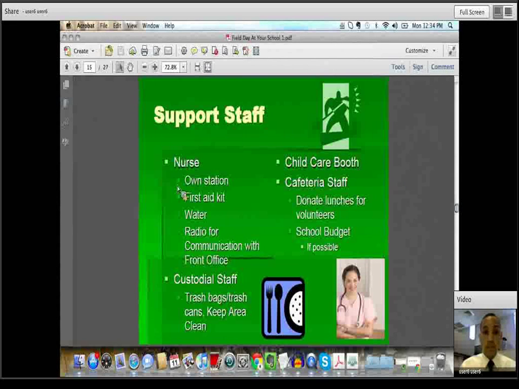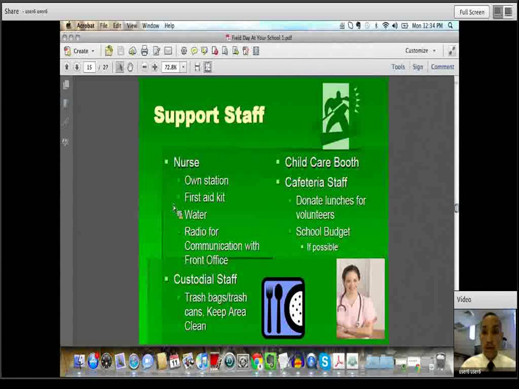It's also important to have the support staff on board, like the nurse has noted previously. They should have their own station for the big day. They should have a first aid kit with water and a radio for communication with the front office. The custodial staff can also be an important tool. They should be designated to keep the area clean and provide trash bags and trash cans.